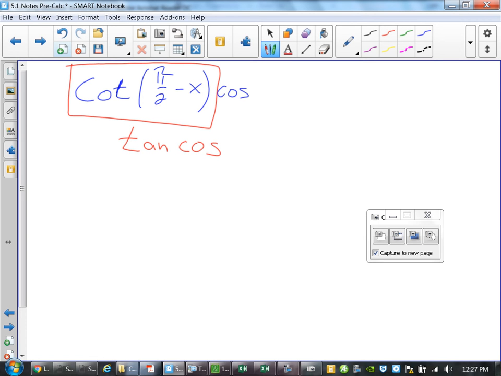So is that it, or do you have to do more? What's tangent? Sine over cosine, and then cosine. It's just cosine to cosine, so the answer is sine. Sorry, I didn't put my theta in. Oh, sorry, it should be x.